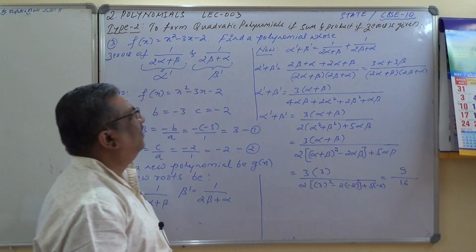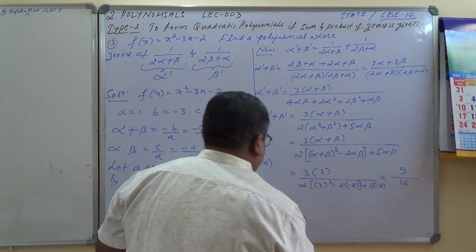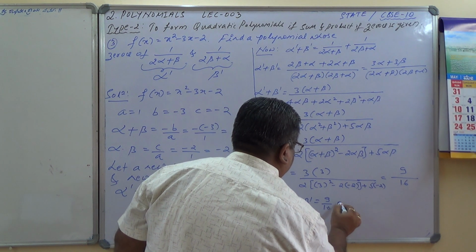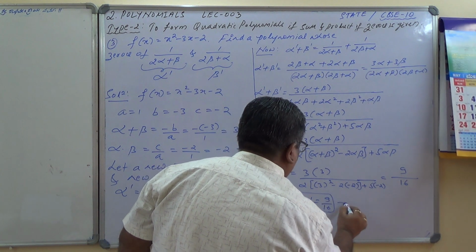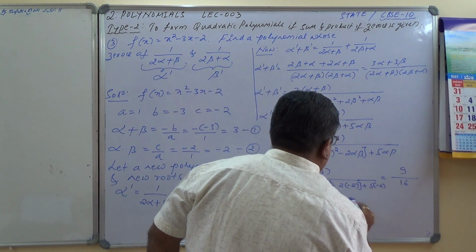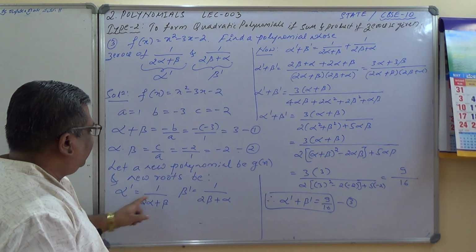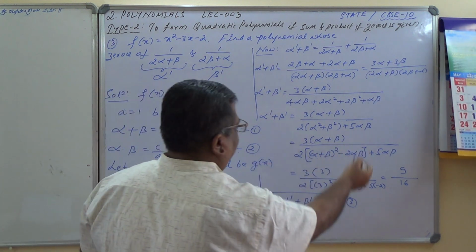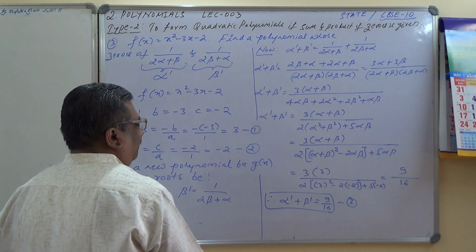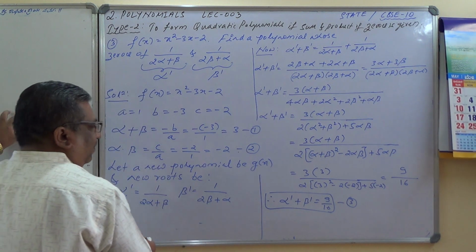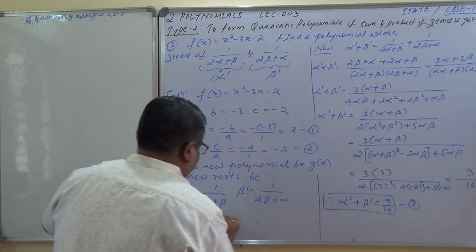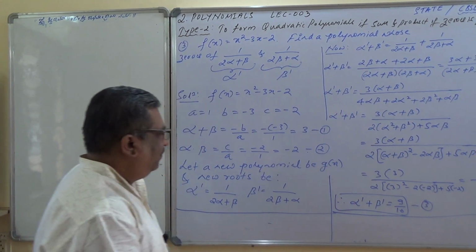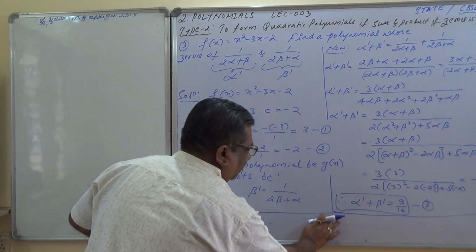Therefore alpha dash plus beta dash equals 9 by 16. This is equation 3 here. Now you have to find out alpha dash into beta dash. So where should I do this? Let me see. I'll try to do it here, and finally form the quadratic polynomial in the space available here. This space I'll keep for the quadratic polynomial.